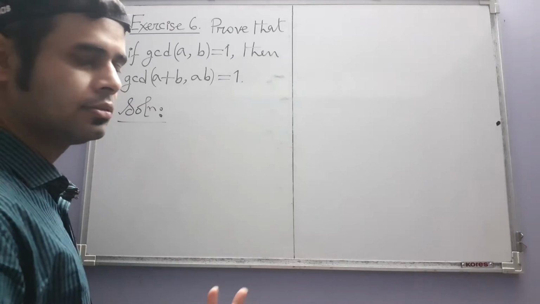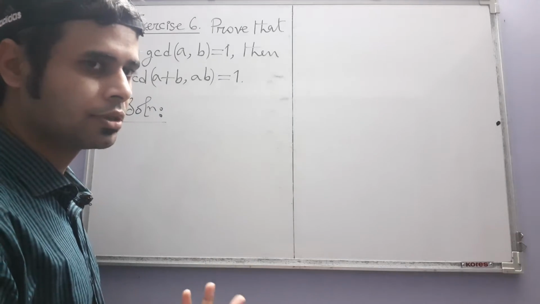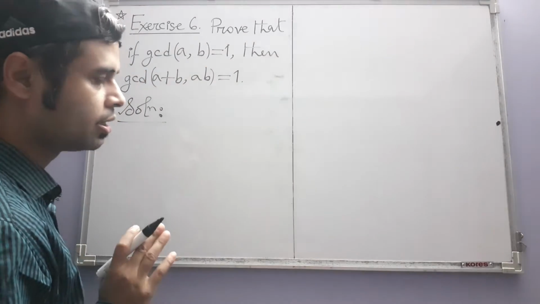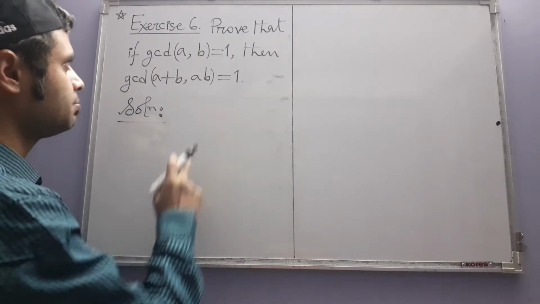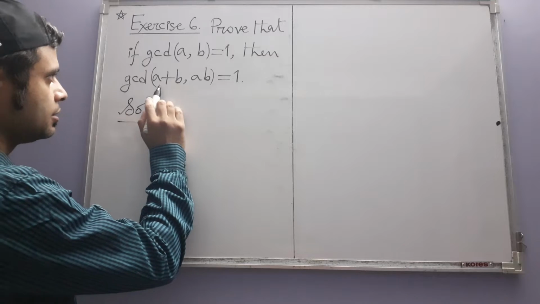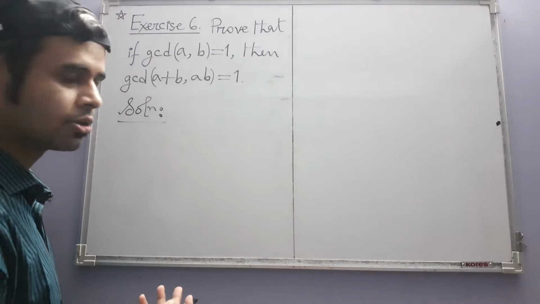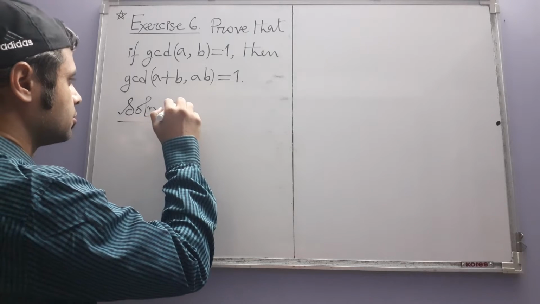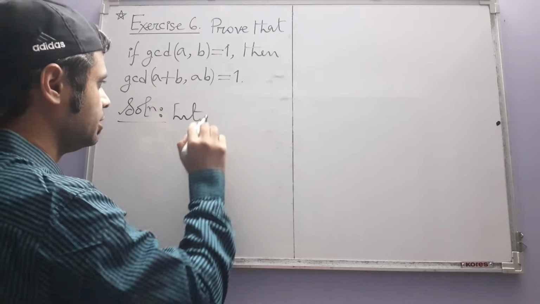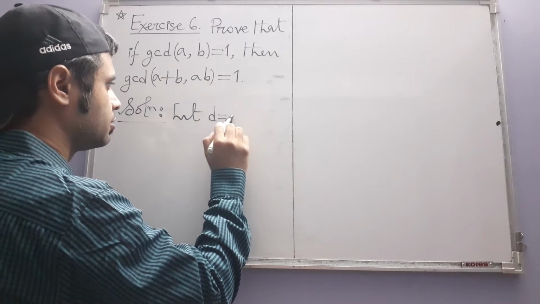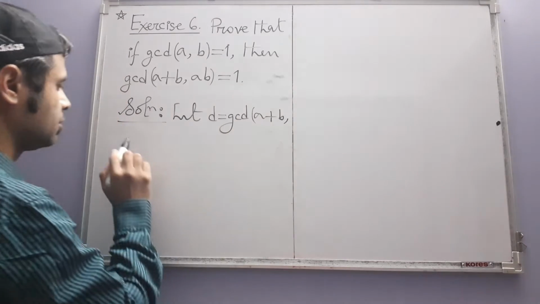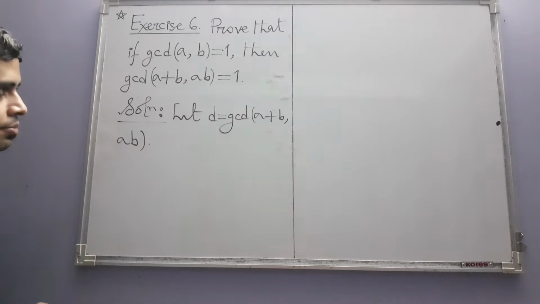So we are again, the kind of problems that we were solving, we are again given that a and b are two integers such that they are relatively prime, that is their greatest common divisor is 1. We then need to prove that the GCD of a plus b and ab is also equal to 1. So we start off by giving this GCD a name. Let D be the GCD of a plus b and ab.